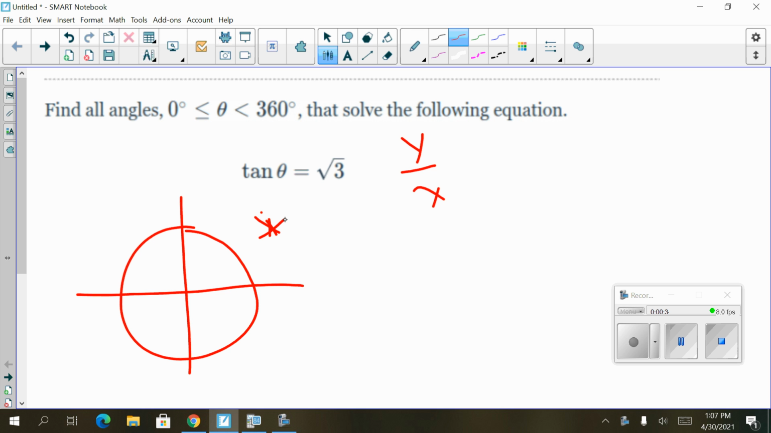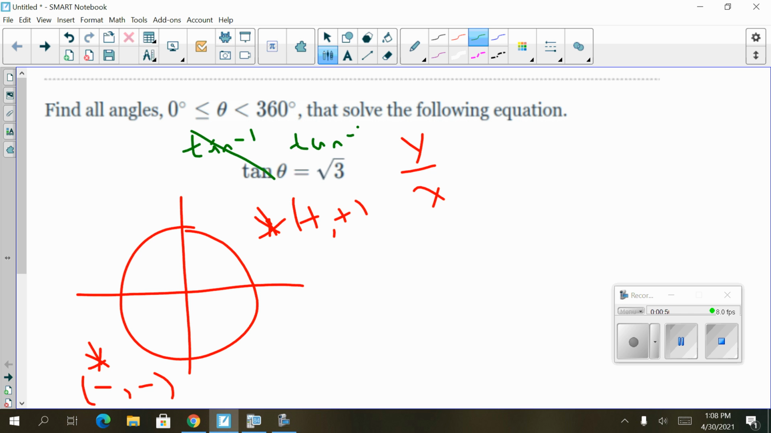In quadrant 1, tangent is positive because that's the positive quadrant, of course. But quadrant 3 actually has a positive tangent, which is unexpected, but it's because x is negative and y is negative, and double negatives turn it to positive. So what I want you to type in your calculator is tangent inverse of radical 3, tangent inverse radical 3.